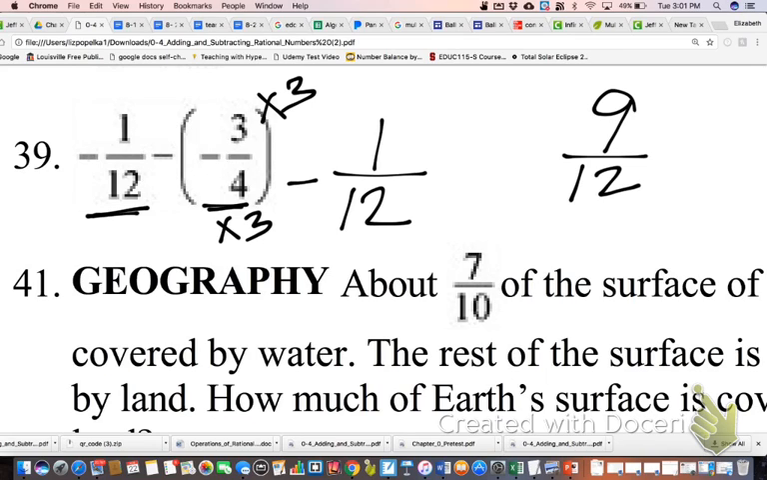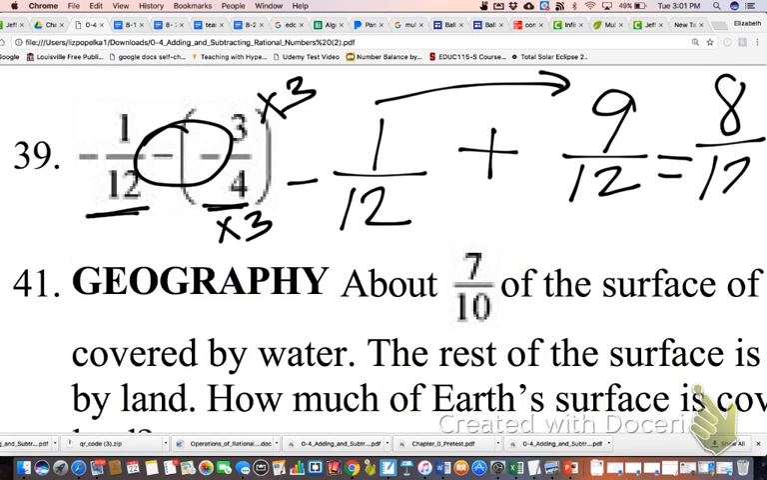And remember that this is a minus a negative, which means I'm going to turn that into a plus. So a negative 1 over 12 plus a positive 9 over 12 means that this one negative is going to cancel out one of those positives and leave me with an 8 over 12. Hopefully we notice too that 8 over 12 is not simplified. I can divide 8 and 12 both by 4. So 8 divided by 4 is 2 and 12 divided by 4 is 3. So my final answer simplified is 2 over 3.